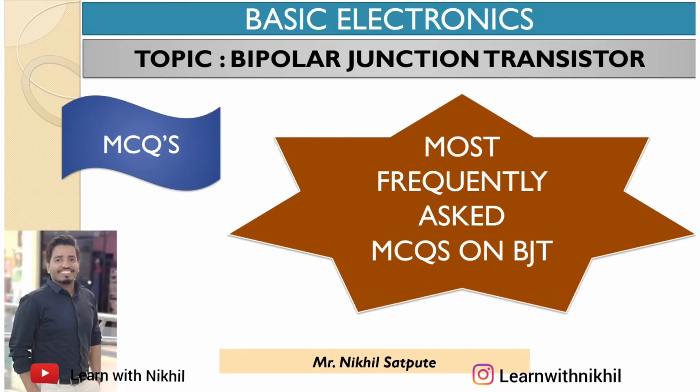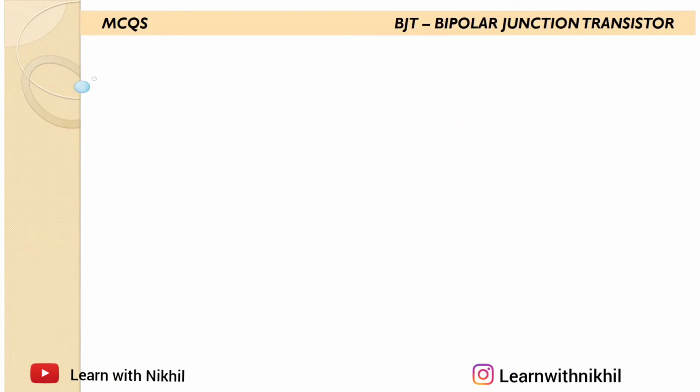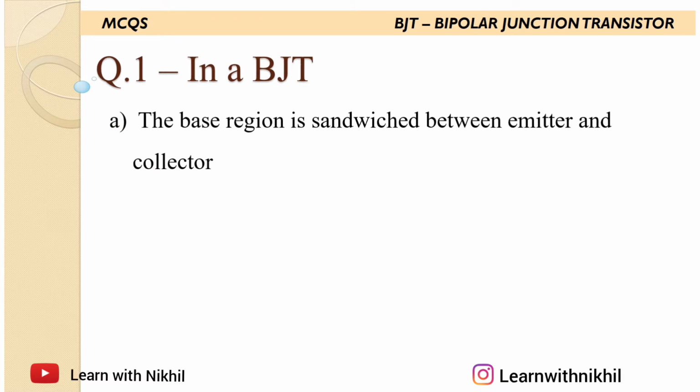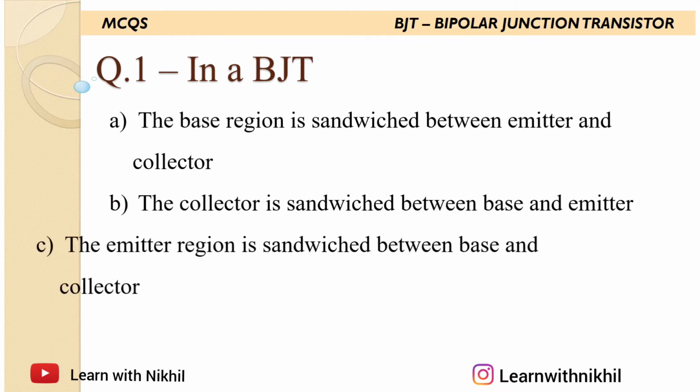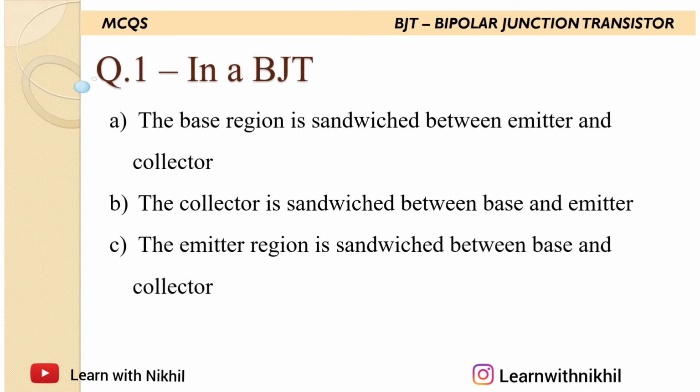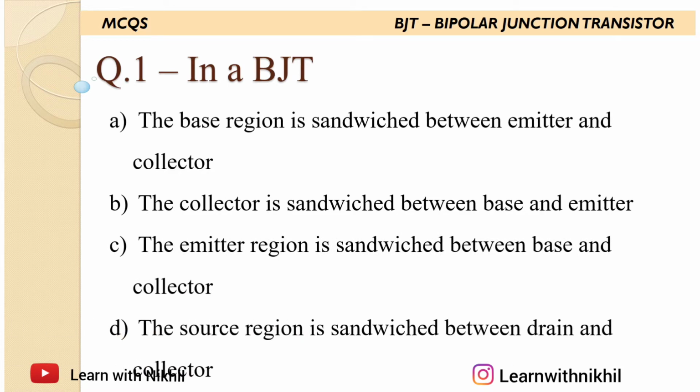So here we are going to see the most frequently asked MCQs on the topic bipolar junction transistor, or BJT. First question: in a BJT, A, the base region is sandwiched between the emitter and the collector; B, the collector is sandwiched between base and emitter; C, the emitter region is sandwiched between base and collector; or D, the source region is sandwiched between drain and collector. And the answer is A.